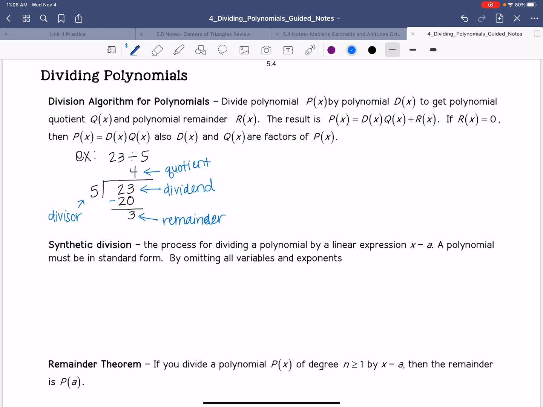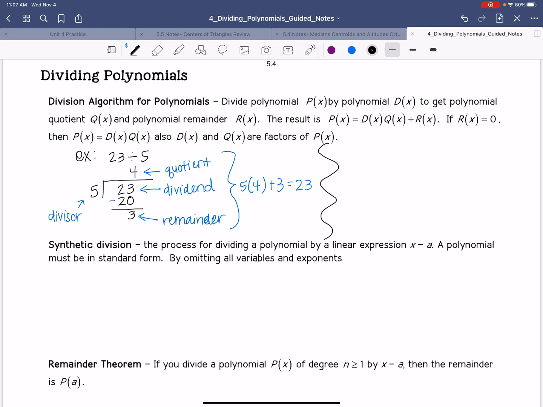All right, and then if I took all of this, and this is what it's saying above, and we did our divisor times our quotient plus our remainder, it should equal our dividend, what we started with. So yeah, if I did 5 times 4 plus 3, that will give me that 23. So yes, it's true, it works, we're good. All right, so I'm going to show you guys how to do this with polynomials.